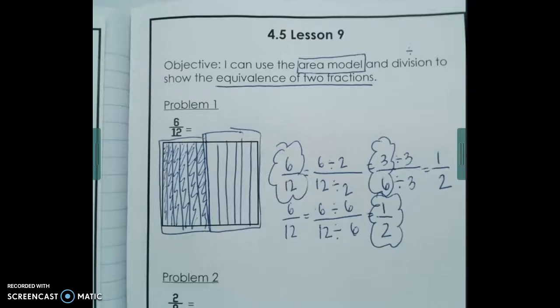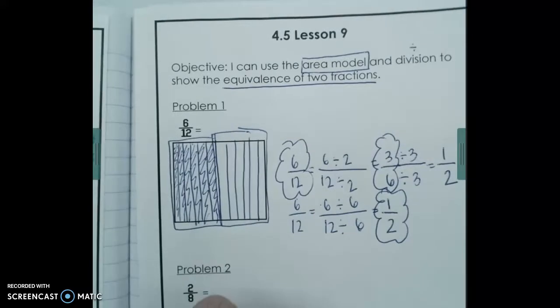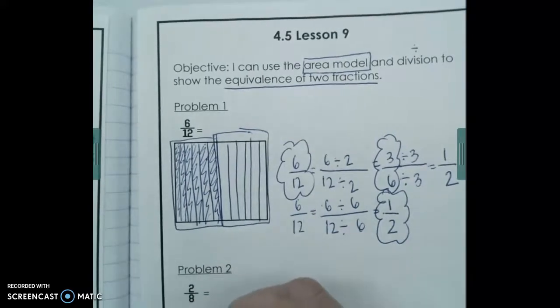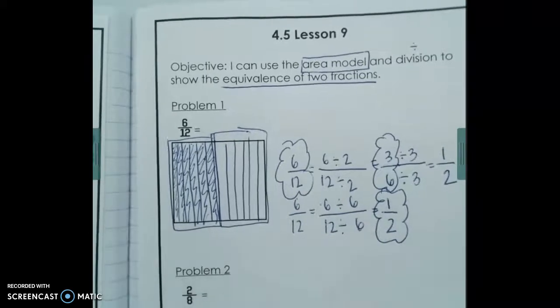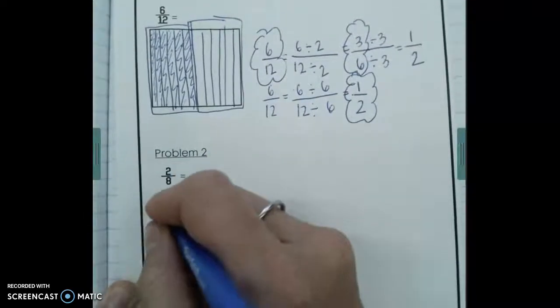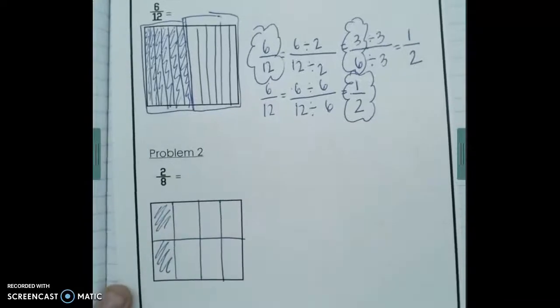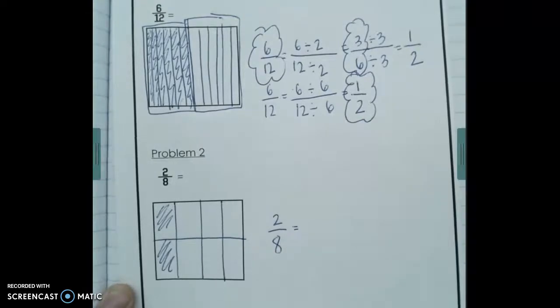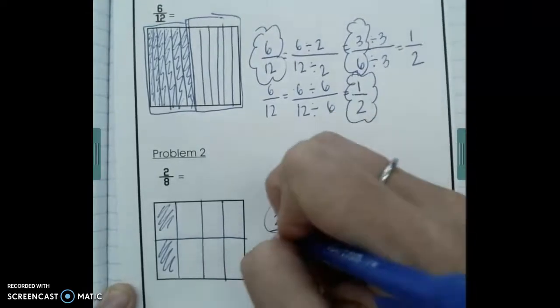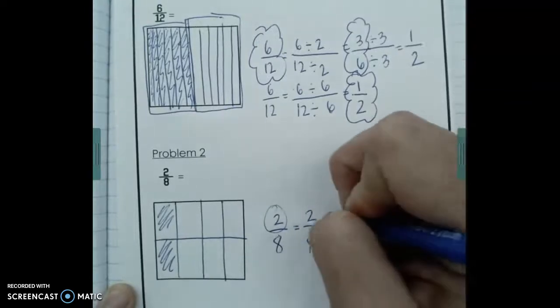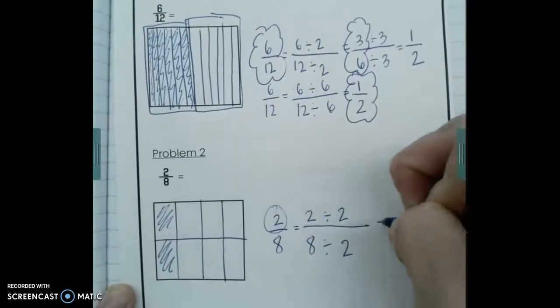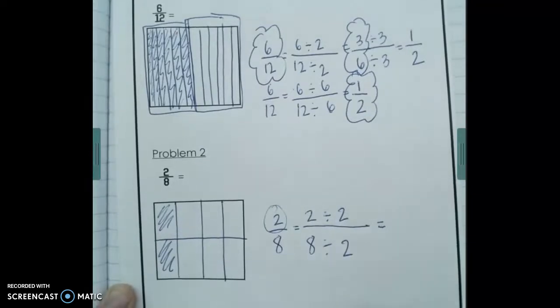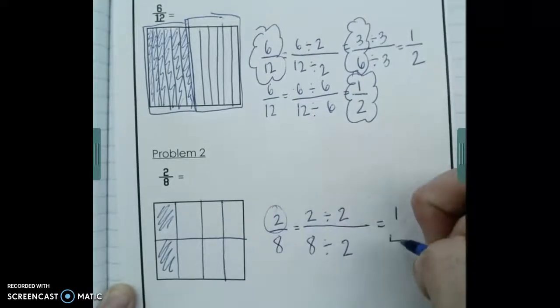So let's start with my next number, which is 2/8. I'm going to show 2/8 like this. I'm going to split mine up into 8 parts going this way and that way. I'm going to shade in 2 of them. So what's a number that we know can go into both 2 and 8? Well, the smallest number I have is 2. So I'm going to divide the top and bottom by 2. If I divide 2 by 2, I get only 1. If I do 8 divided by 2, I get 4.